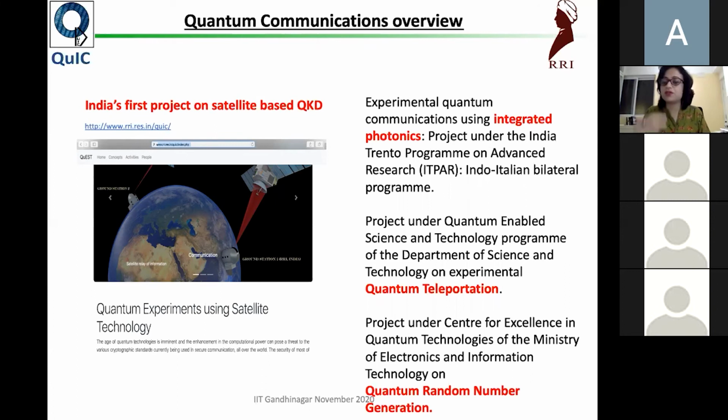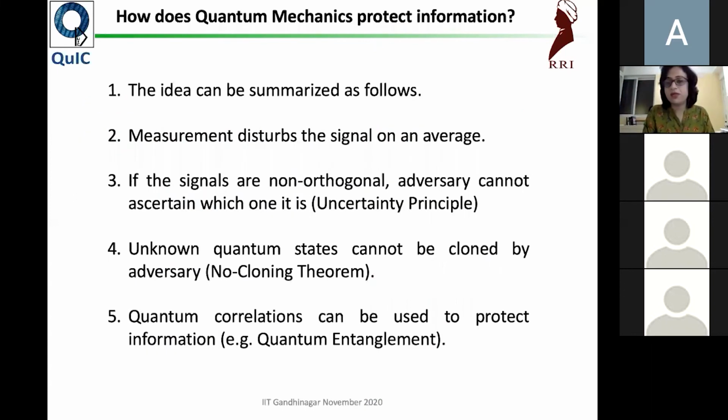And then we have a project under the Center of Excellence grant that we have from MIT, where we are working on quantum random number generation. Again, a very important tool in making many of this happen, which I won't get into the details of now. So this is our overview on communications. And so in terms of how quantum mechanics protects information, it's essentially the uncertainty principle, no cloning theorem, and quantum entanglement, which are the key ingredients which help in bringing about the security of QKD.